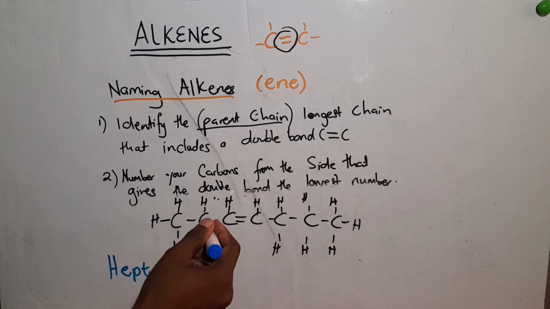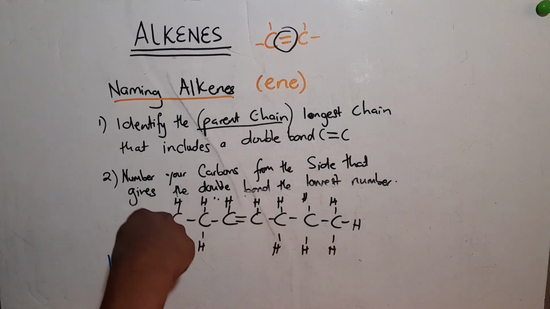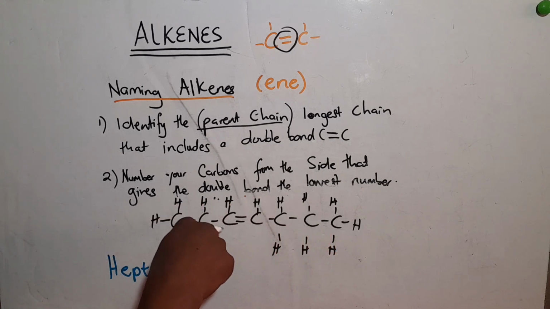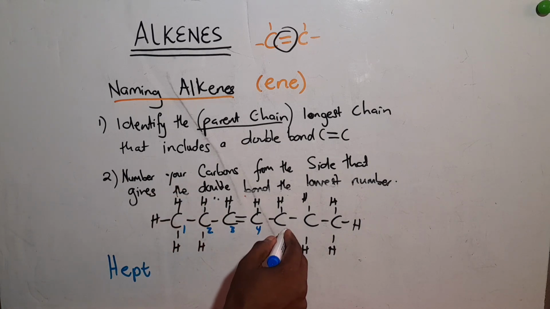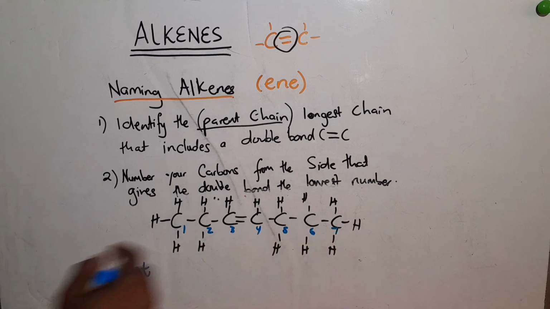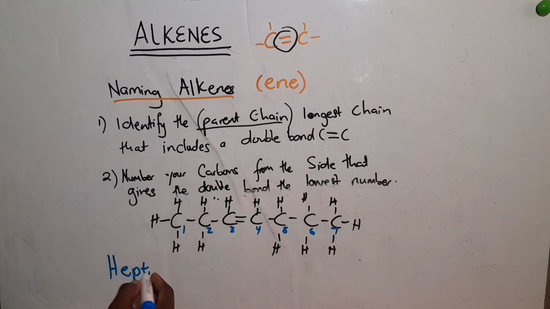And then we number our carbons from the side closest to the double bond. If we count from there, it's 1, 2, 3, 4. It's coming on carbon number 4. But from this side, it's 1, 2, 3. It's coming on carbon number 3. So we number from this side, and now it is coming on carbon number 3. So hyphen 3 hyphen ene. That's the name of this compound, just like that.